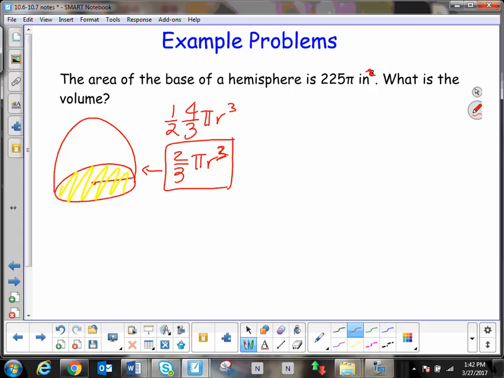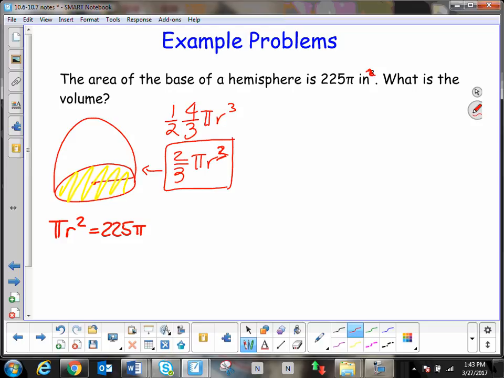So if it gave us the area of that circle, we can do pi r squared. Is that the formula for area of the circle? Equals 225 pi. What's the first thing you should do? Divide both sides by pi, or just cancel them out. Whenever you see a pi on each side, they cancel out.